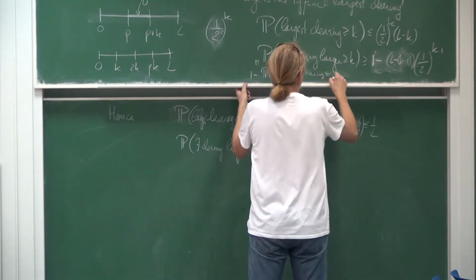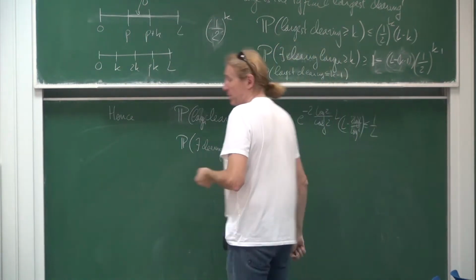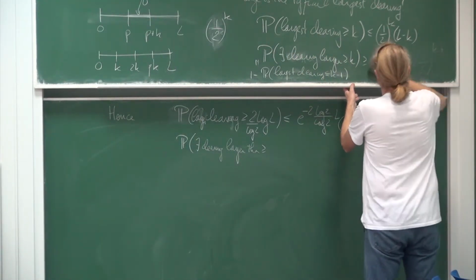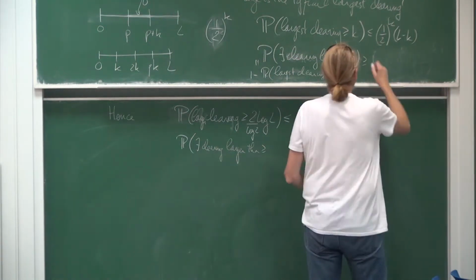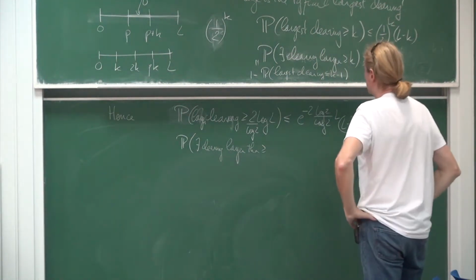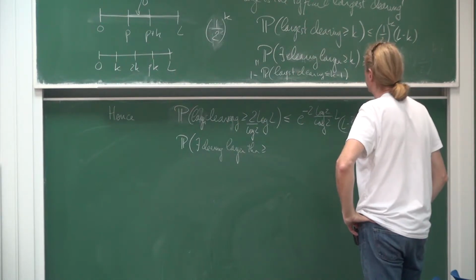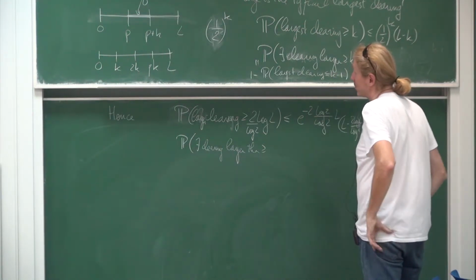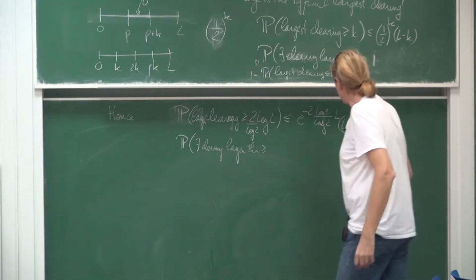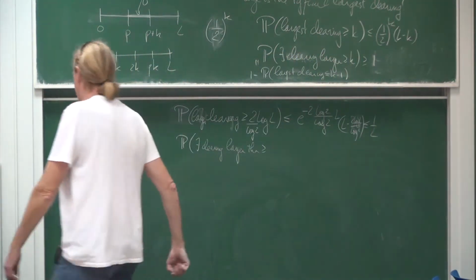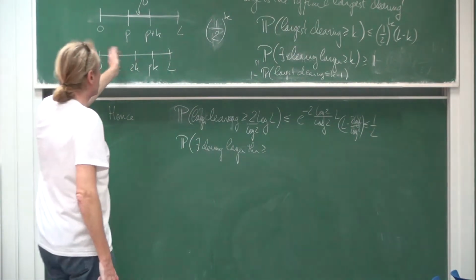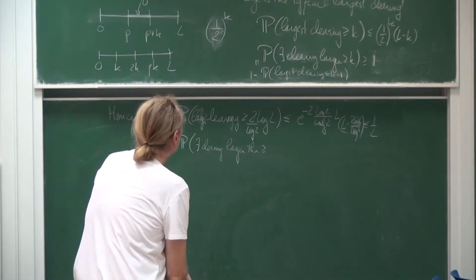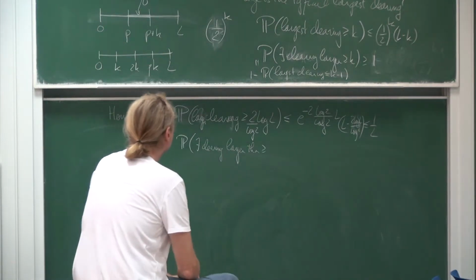Whoops. K minus 1. So what is the probability that the largest clearing is smaller than k minus 1? That's a bit painful to compute actually, because I don't want to rule out the thing. Let me think now. What I want is a simpler way to compute this.